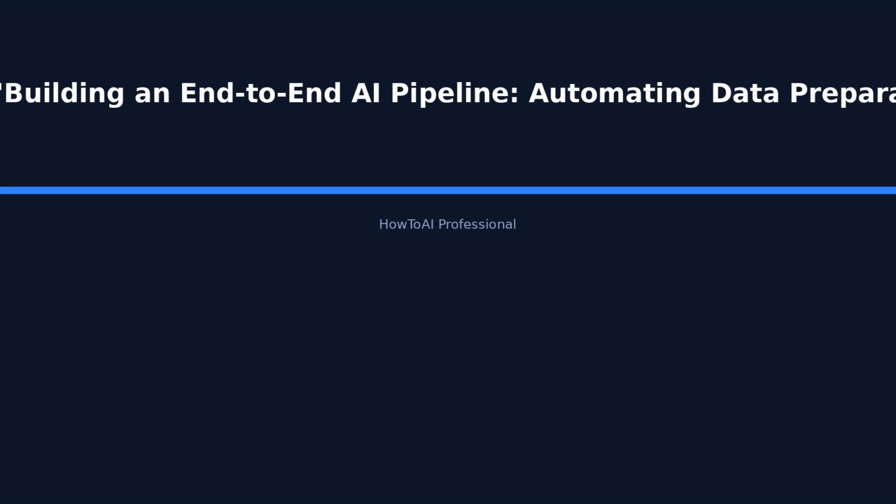So, let's get started. Section 1: Understanding the AI pipeline. First, let's break down what we mean by an AI pipeline. An AI pipeline is a series of processes that systematically manage the lifecycle of a machine learning project. This lifecycle typically consists of several stages: data collection, data cleaning, feature engineering, model selection, training, validation, deployment, and monitoring. Each stage is interdependent, meaning that the efficiency and effectiveness of one stage can significantly impact the others.